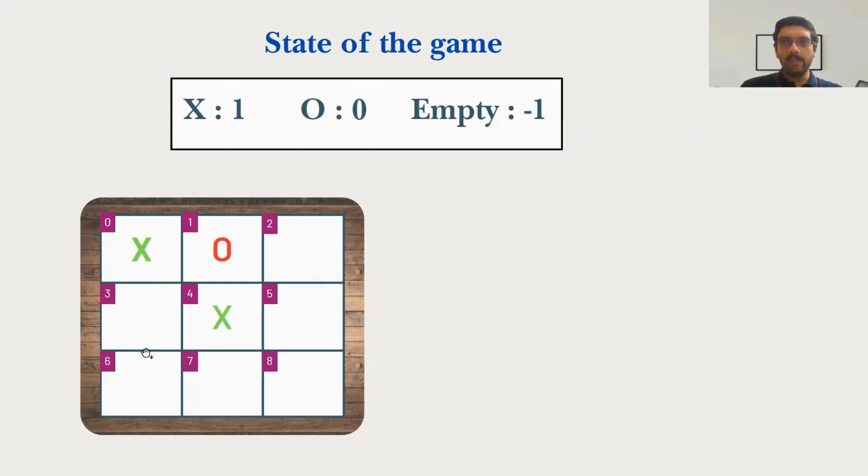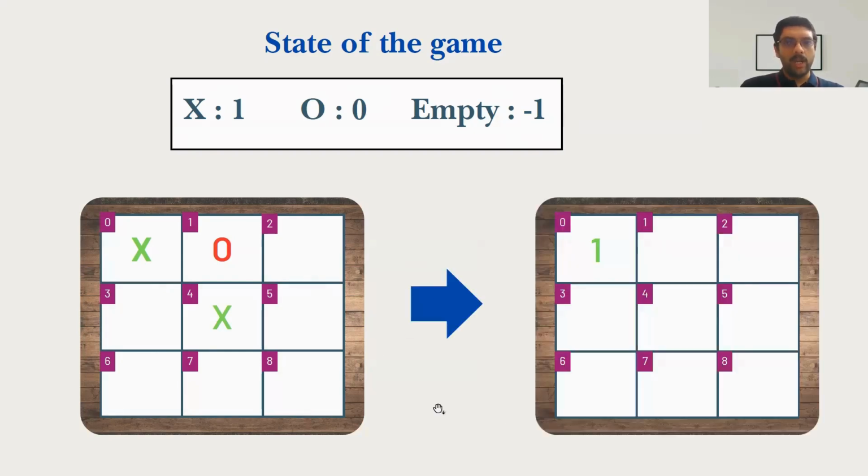So how do we translate this board into numbers? Well, 1, so 0, nothing there, so -1, nothing there, so -1. There's an X there, so 1, nothing at 5, so -1. 6 again is empty, so -1. 7 is -1, and 8 is empty as well. So we have converted this board with X and O into numbers, right?